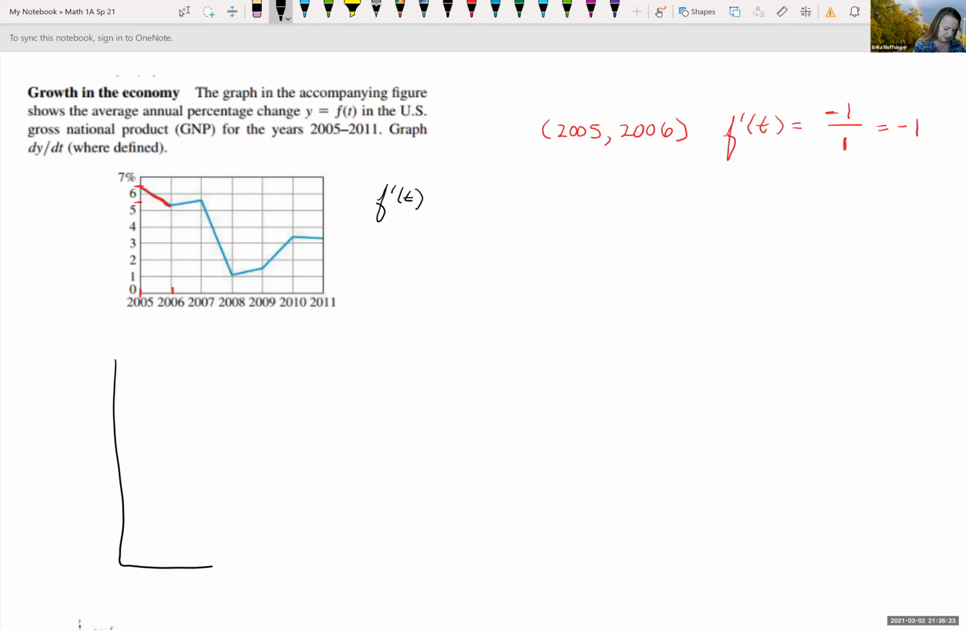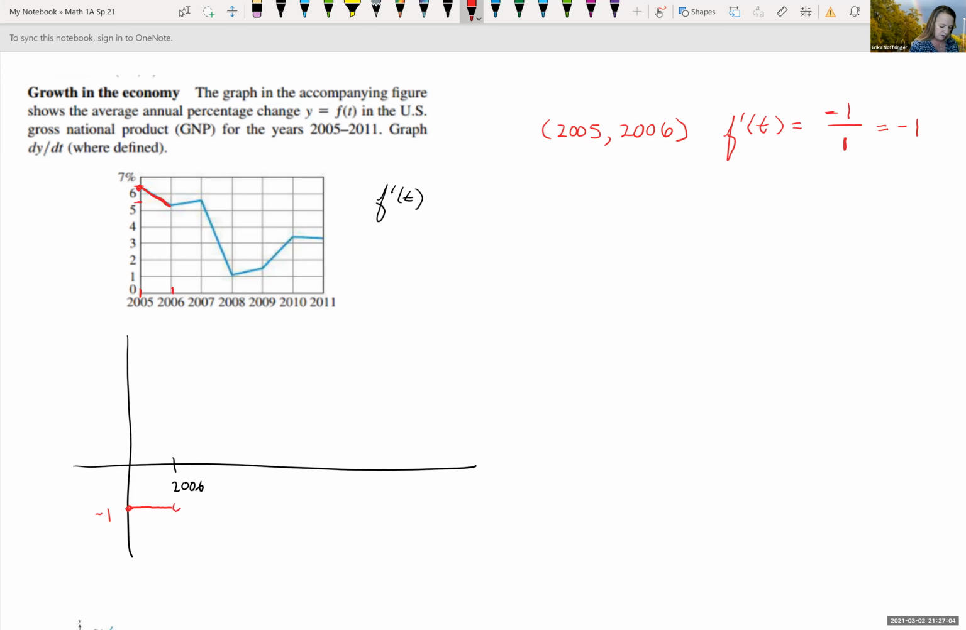So in 2005 to 2006, we have a function that looks like -1. Oops. We do need to go below the x-axis. And it's a horizontal line. So starting at 2005, that's solid, and we're going to 2006.